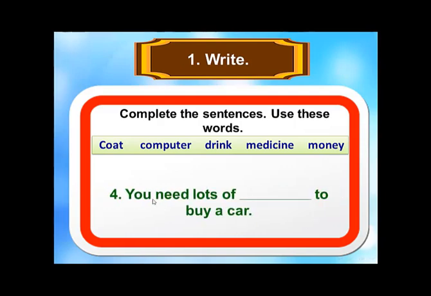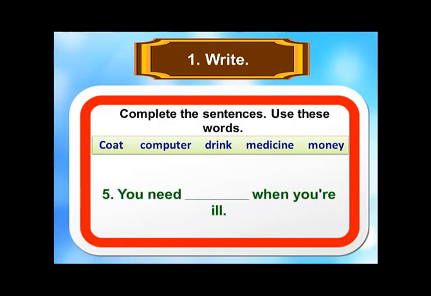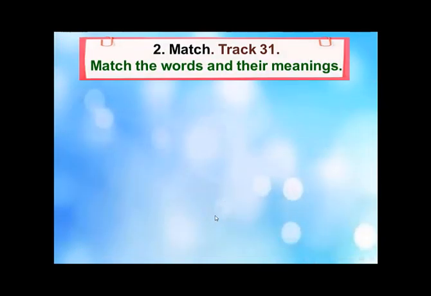Number 4. You need lots of space to buy a car. You know what's the meaning of lots of? الكثير من ماذا? To buy a car. To buy means يشتري a car. Of course, you need a lot of money to buy a car. And of course, number 5. You need space when you are ill. All people who are ill usually take medicine. What's the meaning of medicine? It means دواء. Okay, and ill means مريض.